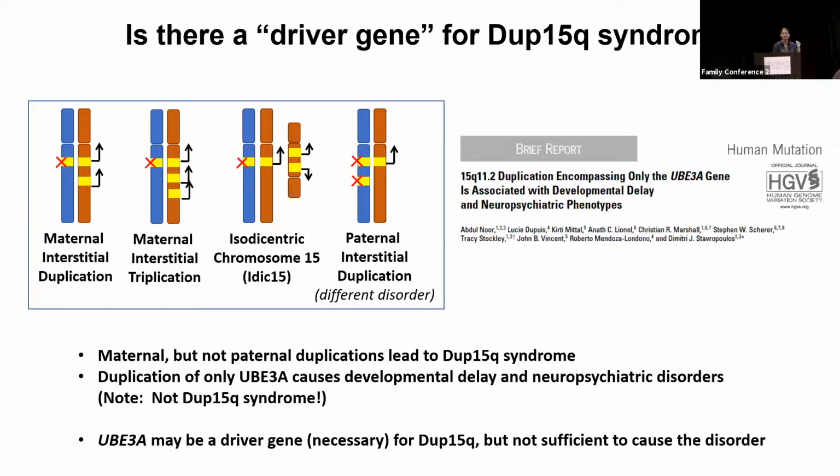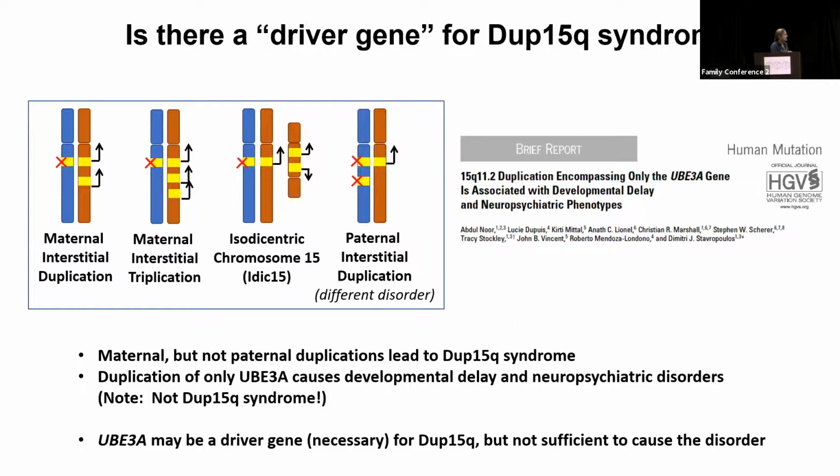And in fact, I met a very cool young lady, and her mom was an example of a maternal interstitial dup that was inherited from a mom who also carried it paternally, and they were very different. So the only difference between these is really UBE3A. The same genes are duplicated except for UBE3A, and UBE3A is extra in these maternal interstitial duplications.